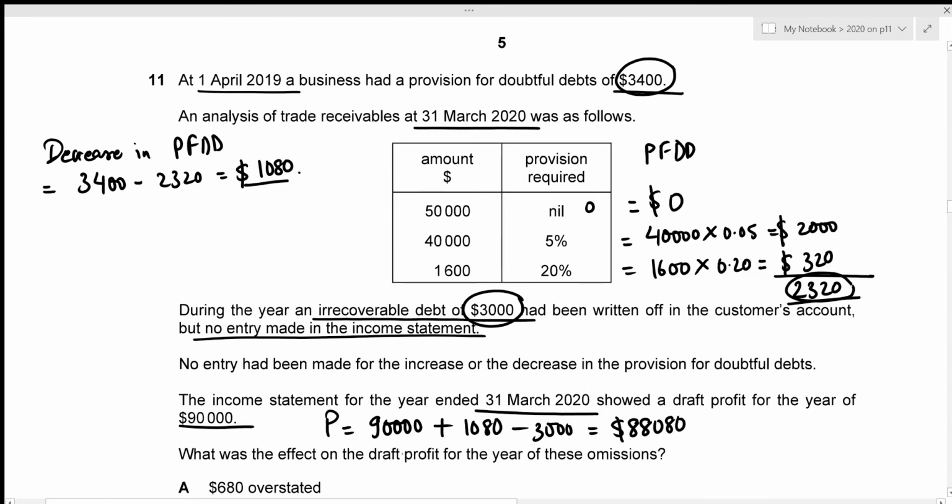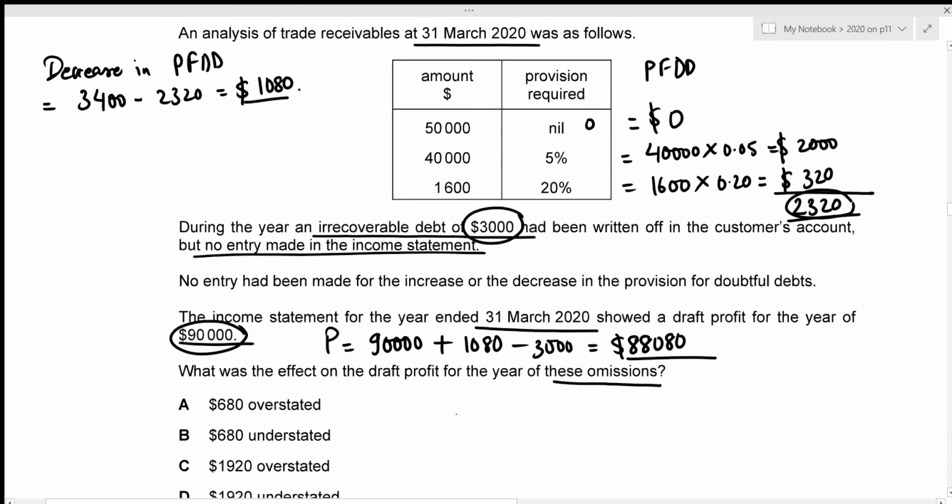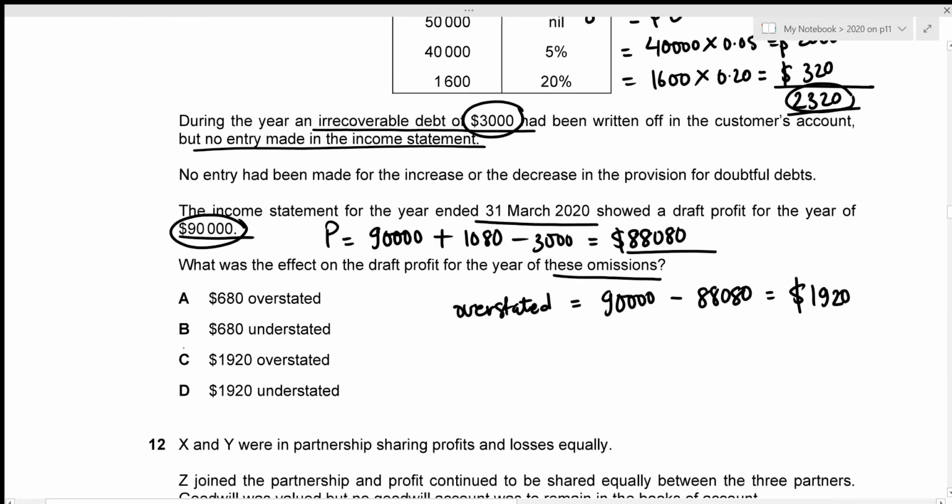Now, the effect on draft profit for the year of these omissions is that it actually should have been 88,080, but it has been included at the value of 90,000. We can clearly see that it has been overstated, right? And the overstatement amount is just going to be the difference between these two values. So that's 90,000, the error amount, minus the 88,080, which is the correct profit. And this gives the value of 1920. So our effect on the draft profit is 1920 overstated, which is given in option C. That will be the correct answer.